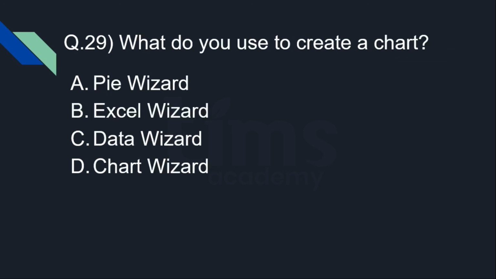Question number 29. What do you use to create a chart? Option A, Pie Wizard; option B, Excel Wizard; option C, Data Wizard; option D, Chart Wizard. The answer is option D, Chart Wizard.